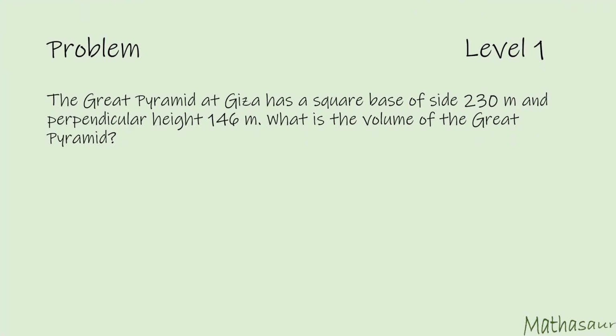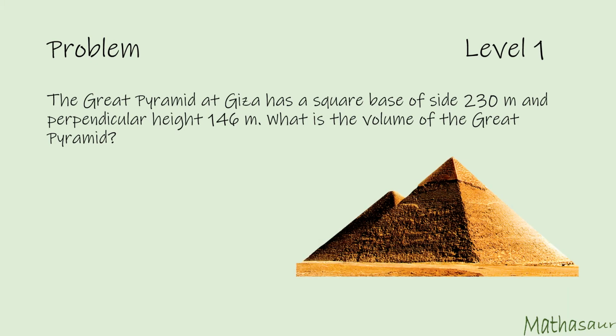Let us look at a problem. The Great Pyramid of Giza has a square base of side 230 meters and perpendicular height 146 meters. What is the volume of the Great Pyramid? Let us label the dimensions given.